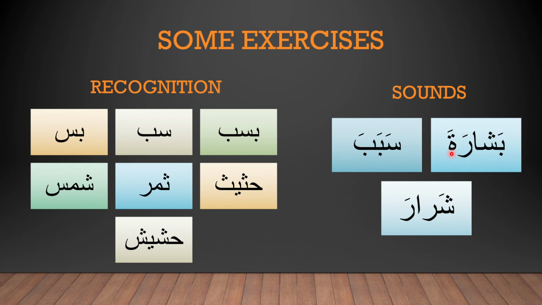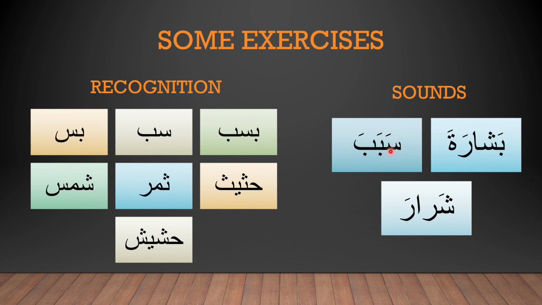Ta, this is a round ta. It's called ta marbuta in Arabic. So it's ta fatha, ta. This is considered ta. It's used only in special cases. Basharata. To put it in a word, basharata. Okay, basharata. Then there is seen here. Seen, fatha, sa. Ba, fatha, ba. Saba. Ba, fatha, ba. Saba, ba.